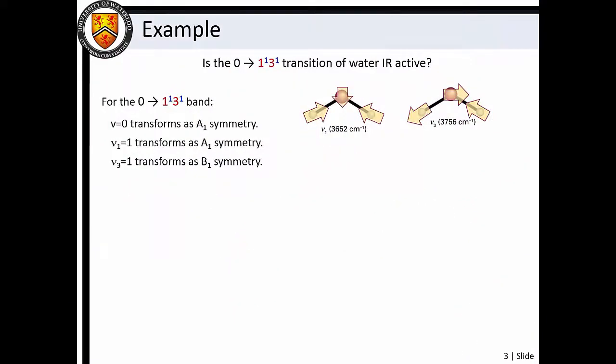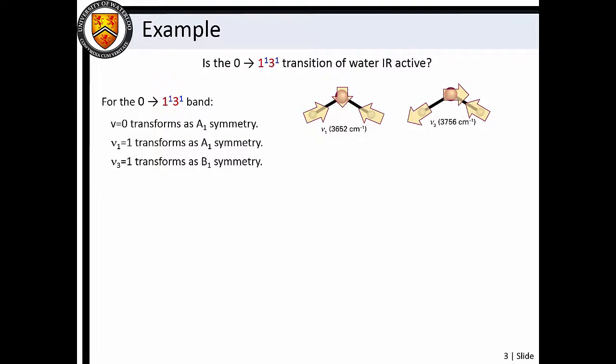Let's see if the 1-1-3-1 combination band of water is IR active. First, recall that the v equals 0 wave function transforms as the totally symmetric irrep, which is A1 under the C2v symmetry. For the 1-1-3-1 combination level, there is 1 quantum of ν1 vibration and 1 quantum of ν3 vibration. To find the symmetry of the combination level, we must take the direct product of the ν1 and ν3-1 irreps.